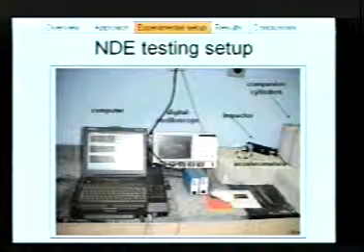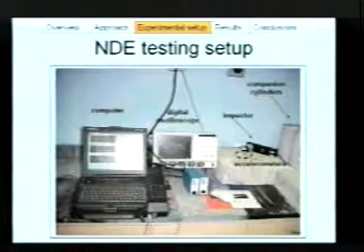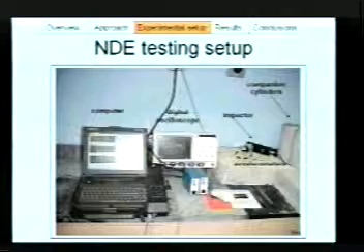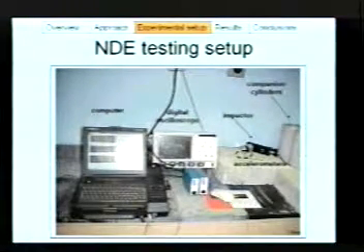This is the setup that we're using right now. As you can see, we have some companion cylinders and 2 sensors with a fixed spacing of 5 centimeters, which I already told you, and we have an impactor. The impactor here is an automatic impactor, so we can have control over the signal that's being sent.